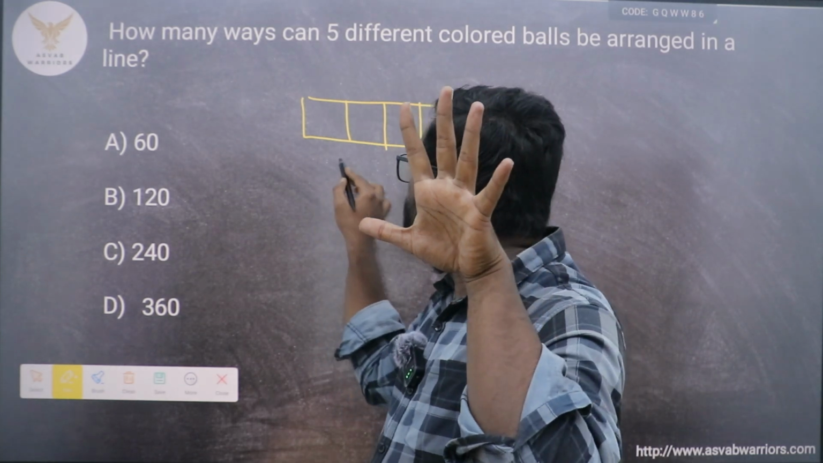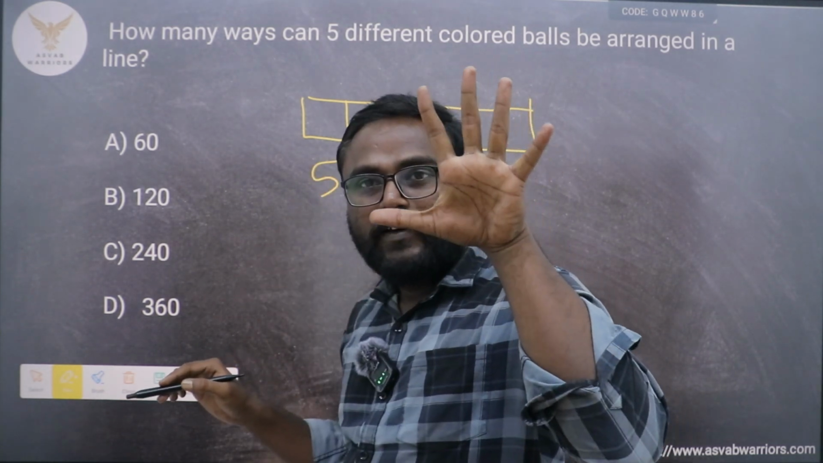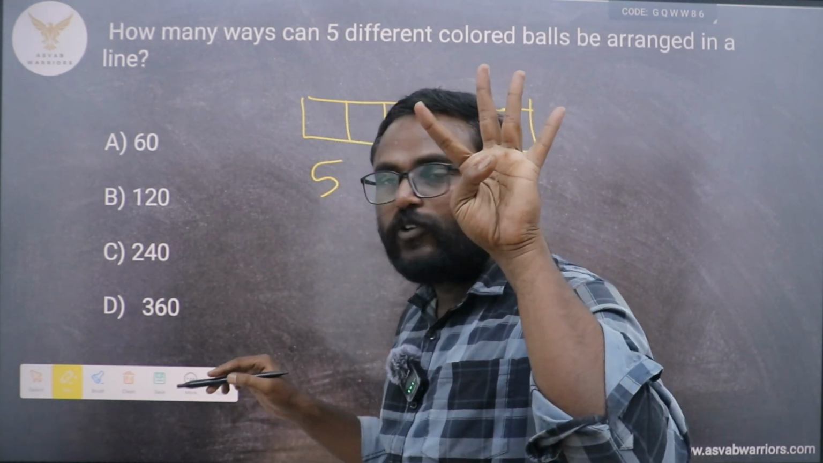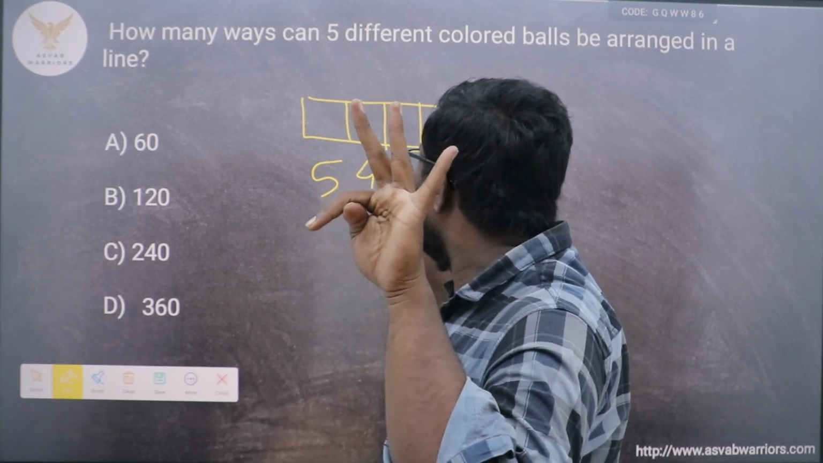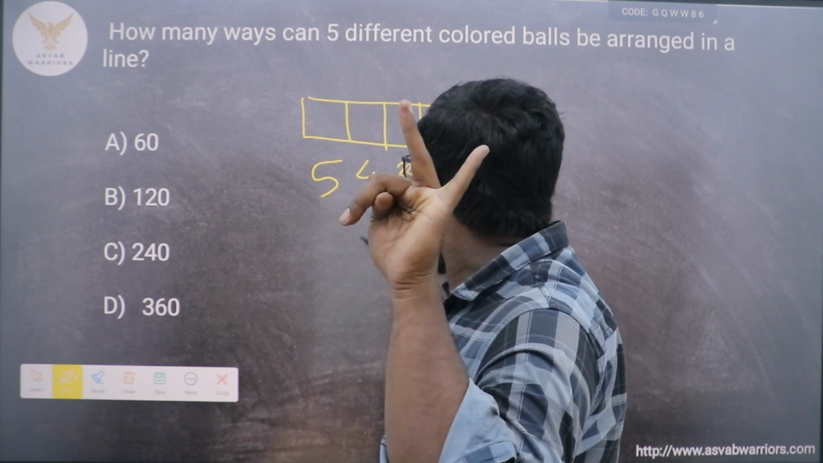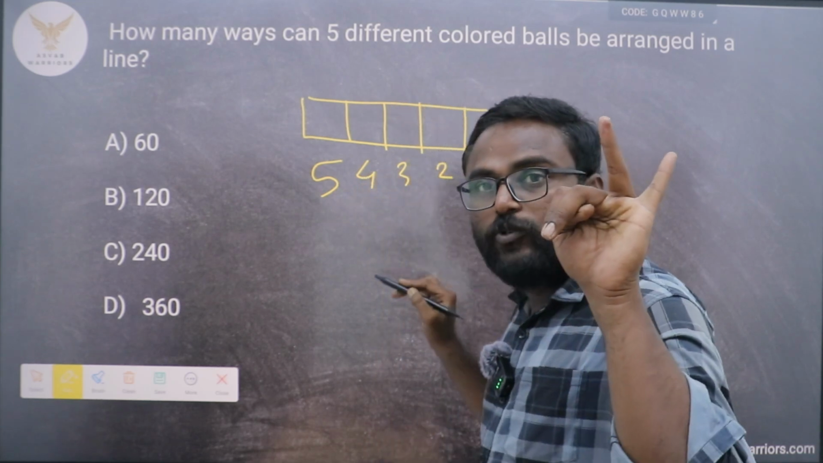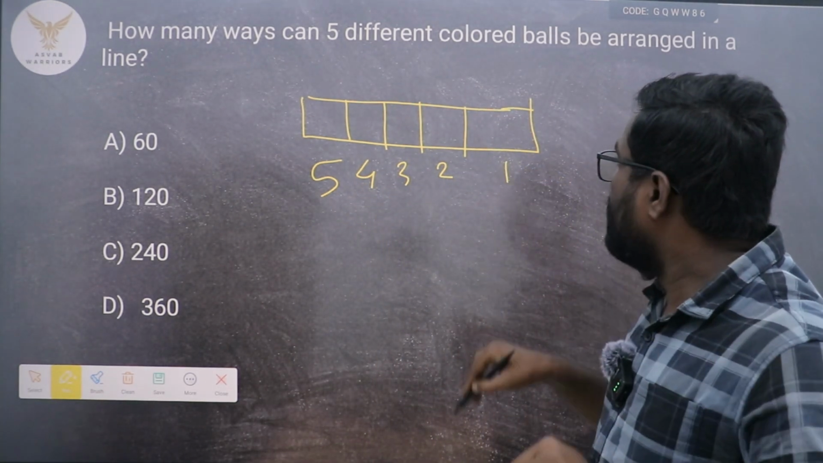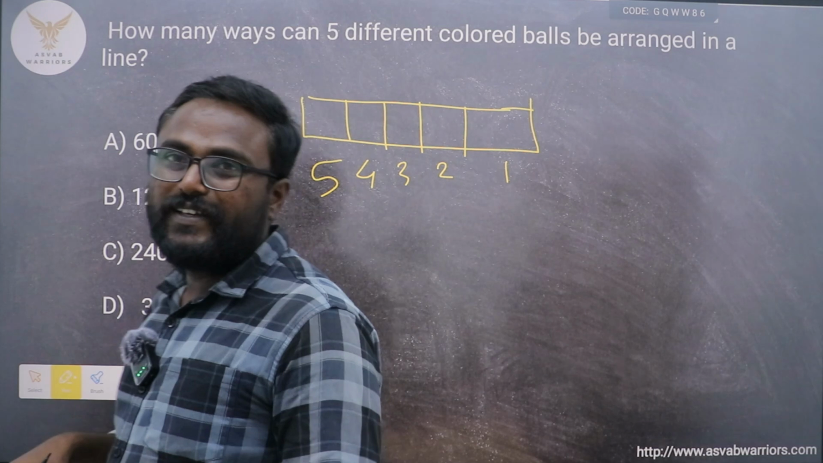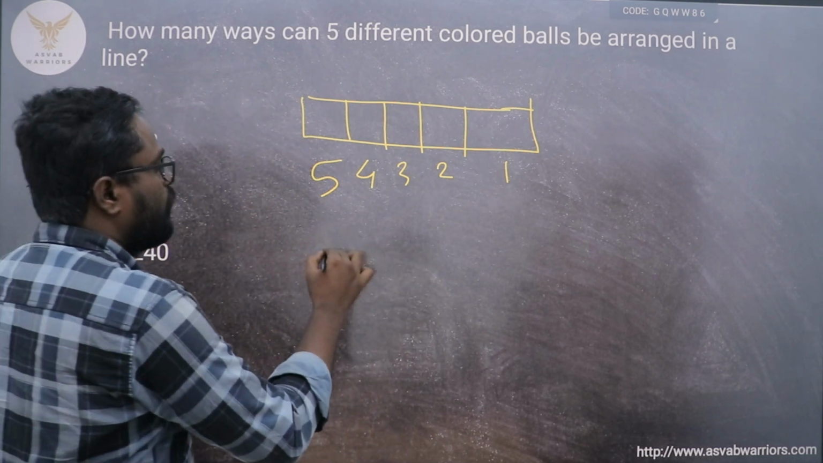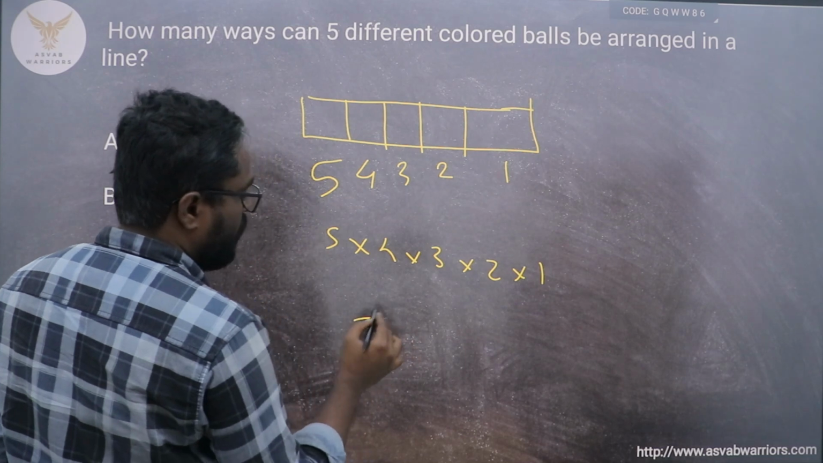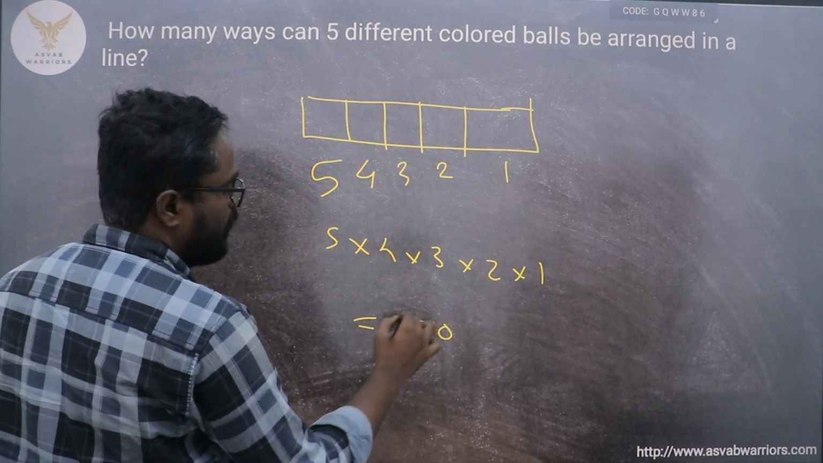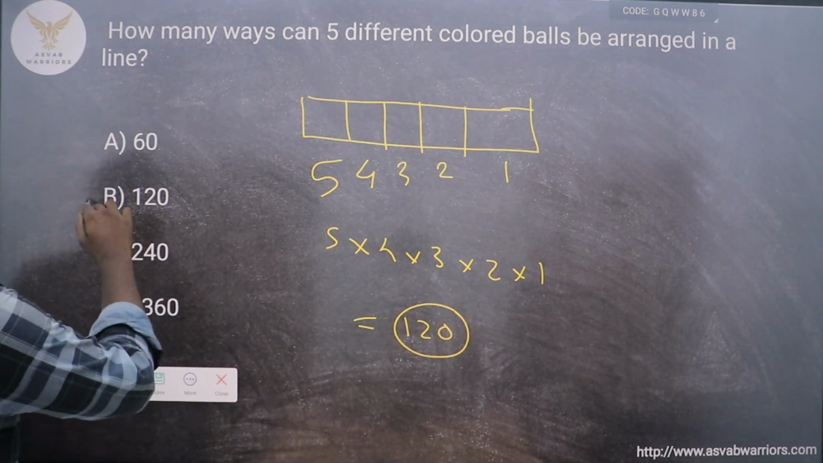Now I have 5 choices for the first position, right? For the first position, I can put any of them. Now 1 is gone, I only have 4 choices left. For the next one, 2 are gone, I only have 3 choices. Now 3 are gone, I only have 2 choices left. Now I only have 1 choice left. So basically you're just going to multiply it. So 5 times 4 times 3 times 2 times 1, which is nothing but 120. So option B is correct.